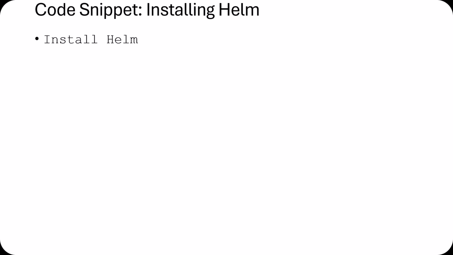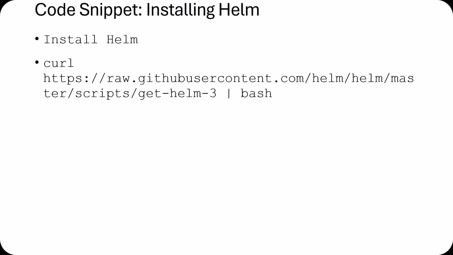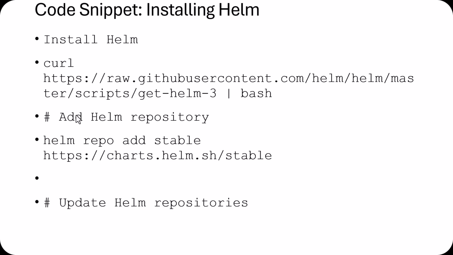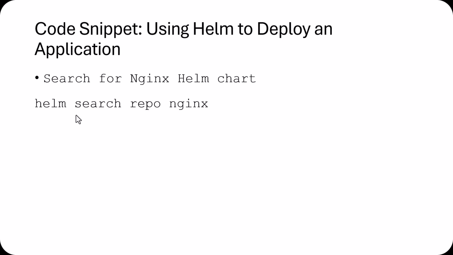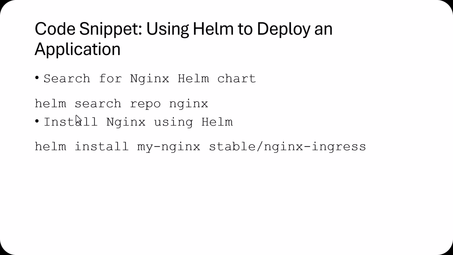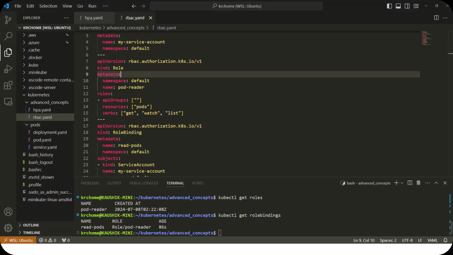So, for installing Helm, this is the command. Okay, curl command. We'll soon see it in Visual Studio Code. And this is add Helm repository and update the Helm repository. Okay, and then we'll use the code snippet using Helm to deploy an application. Search for Nginx Helm chart. Okay, and install Nginx using Helm and verify the installation. Let's switch over to Visual Studio Code and get our hands dirty.